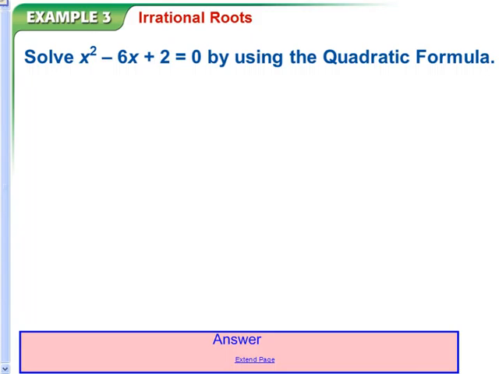Okay, irrational roots. So let's start this one again by filling in the quadratic formula.